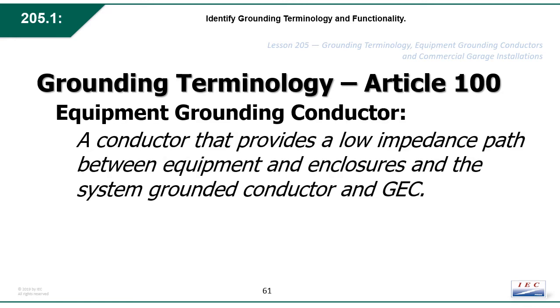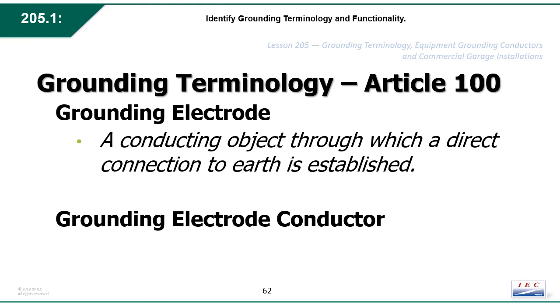Equipment grounding conductor, a conductor that provides a low impedance path between equipment and enclosures and the system grounding conductor and the GEC. So understanding the terminology here, what's an equipment grounding conductor? Its purpose is to provide a low impedance path between equipment and the system grounded conductor and the GEC. The grounding electrode is a conducting object through which a direct connection to earth is established. You will have grounding electrode questions on your exams.